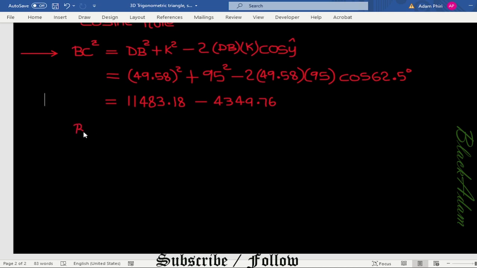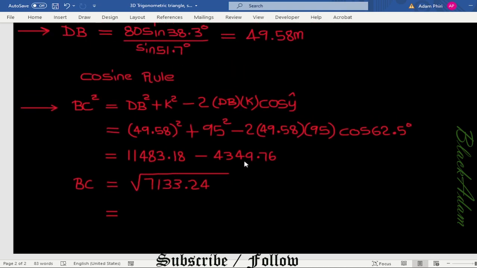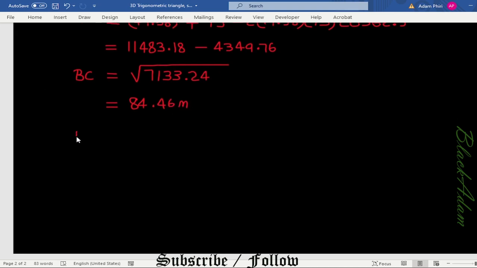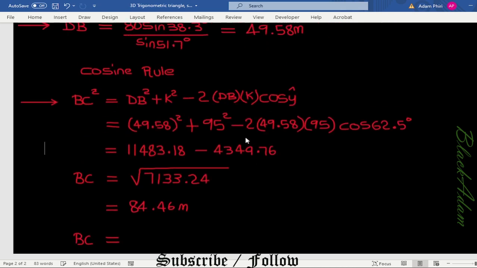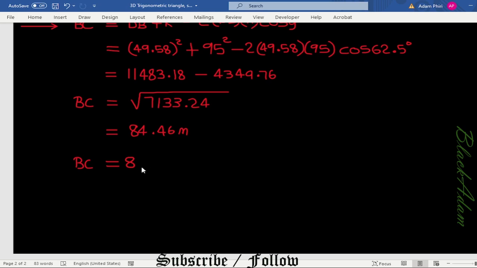So calculating for BC will be the root of 11,483 minus 4,349 will give us 7,133.24. So root of that will give us 84.46 meters. So let's say to the nearest meter. So the nearest meter will mean that we round off. So rounding off 84.46 gives us 84 meter. So that's our final answer.